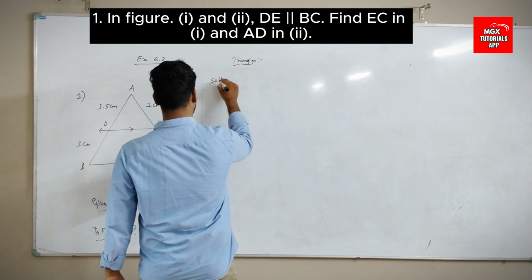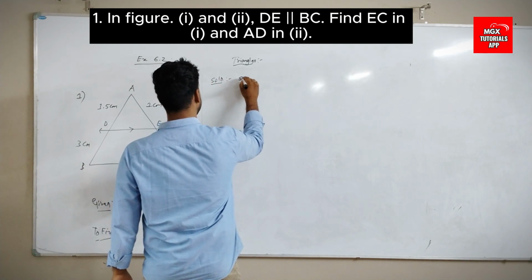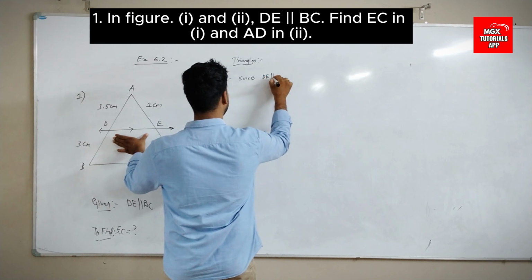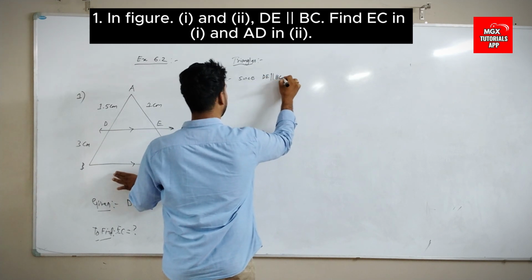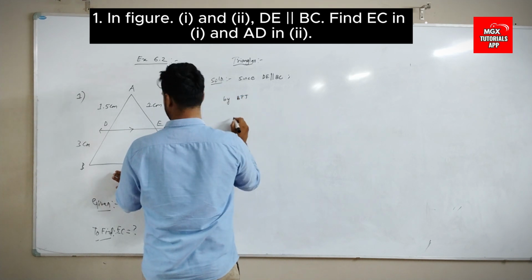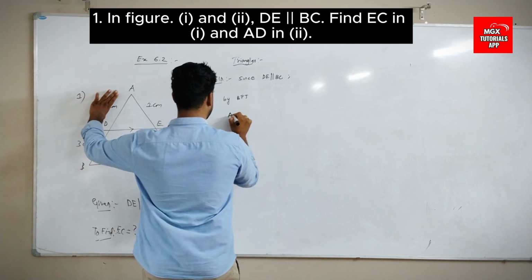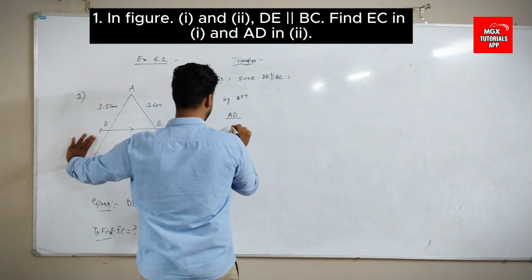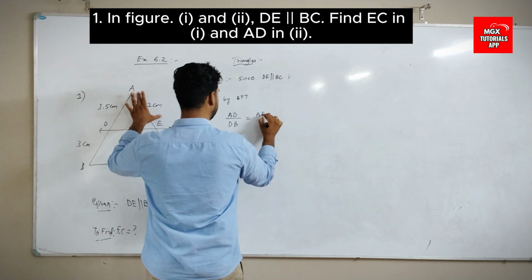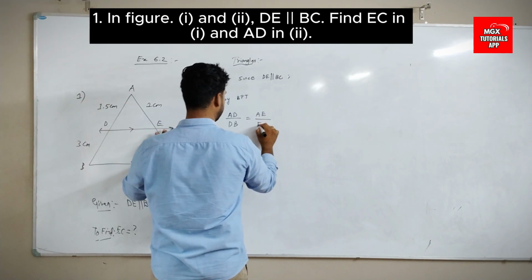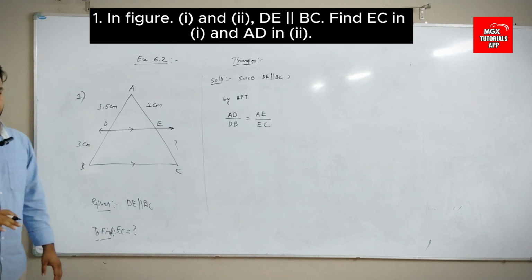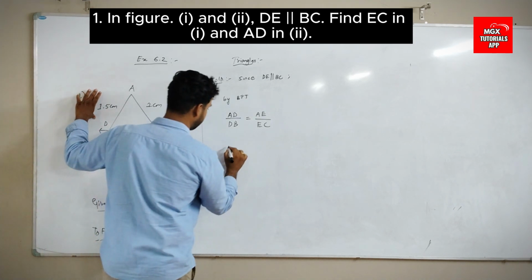Solution. Since DE is parallel to BC, by BPT, basic proportionality theorem, AD by DB is equal to AE by EC. Perfect. Any doubts? Correct or not? Now AD is how much?